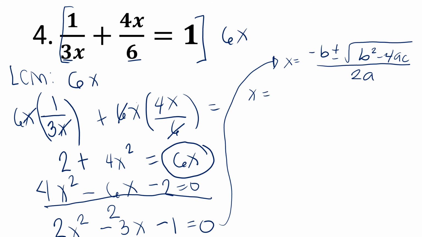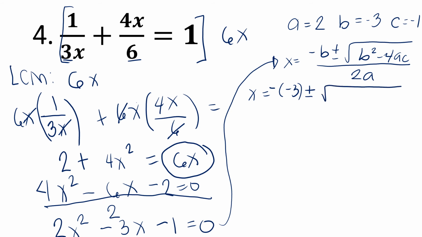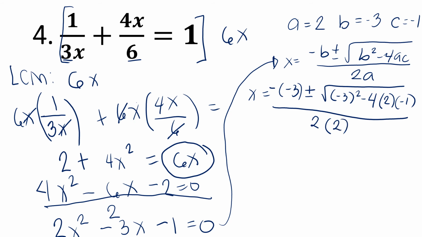So the values of a, b, and c there are a equals 2, b equals negative 3, and c equals negative 1. So we're going to have negative of negative 3 plus and minus the square root of negative 3 squared minus 4 times 2 times negative 1, all over 2 times the value of a, which is 2.